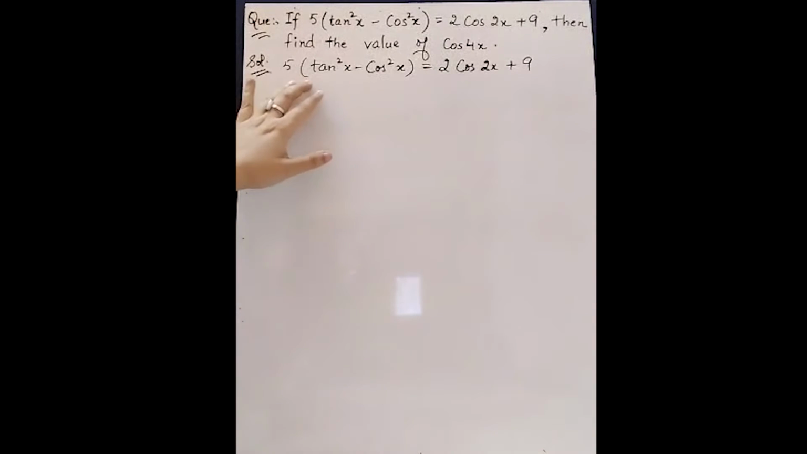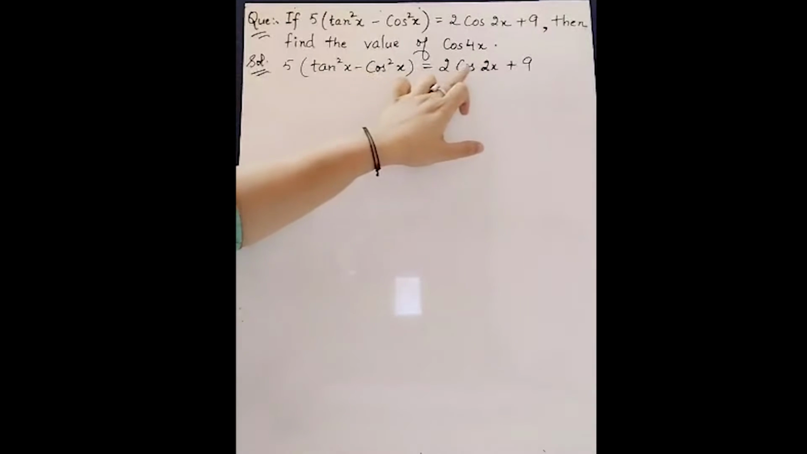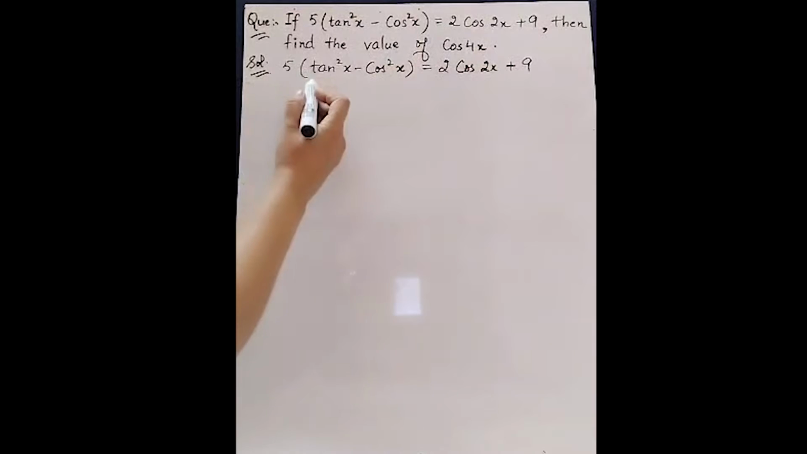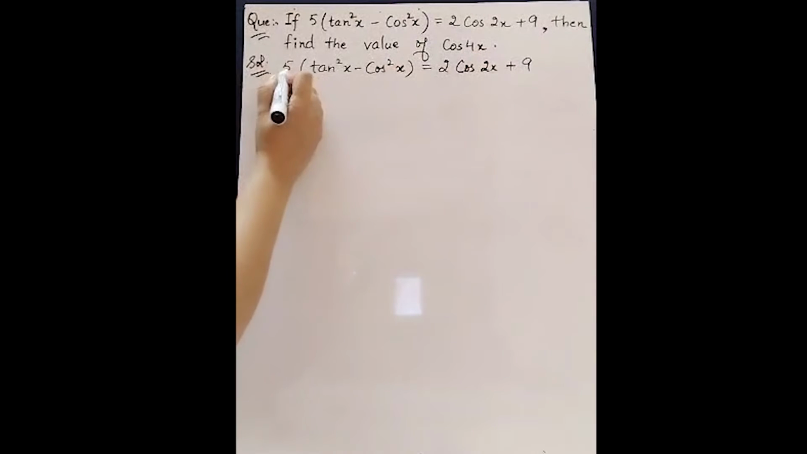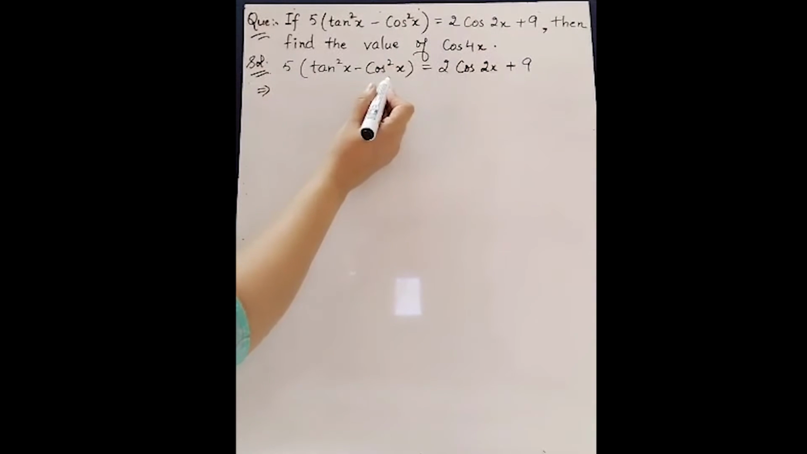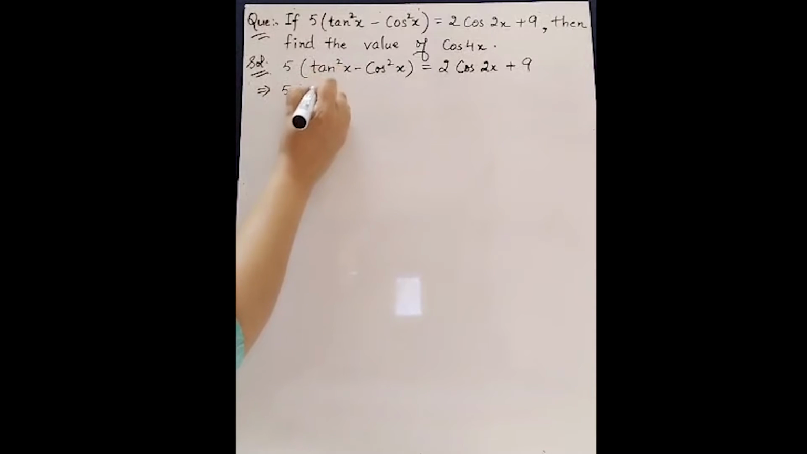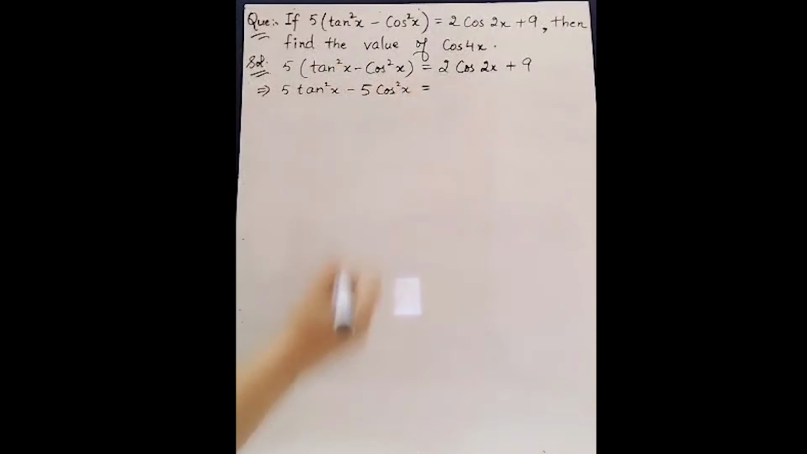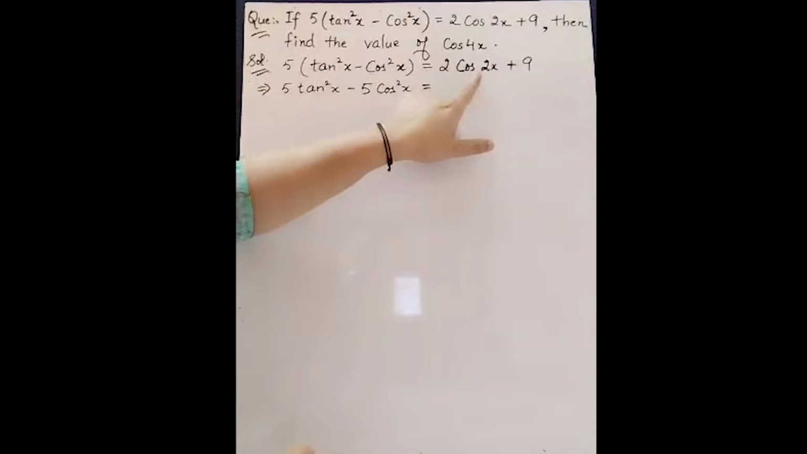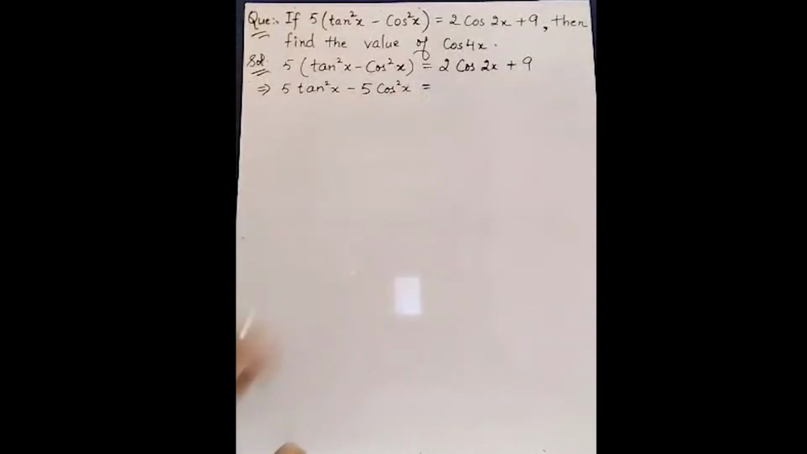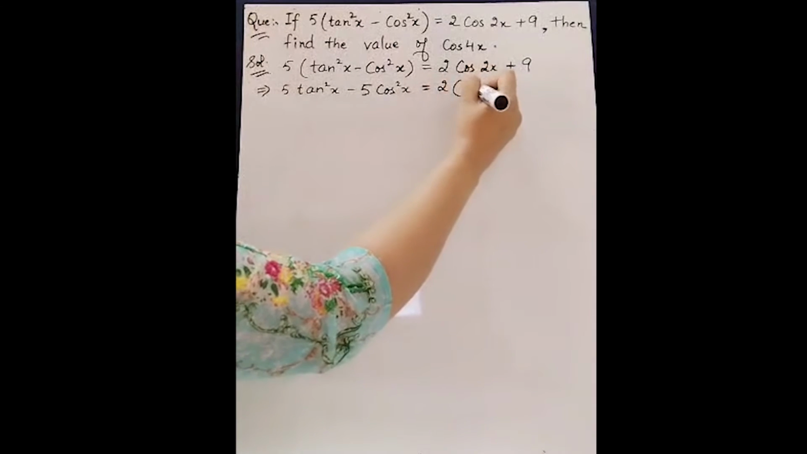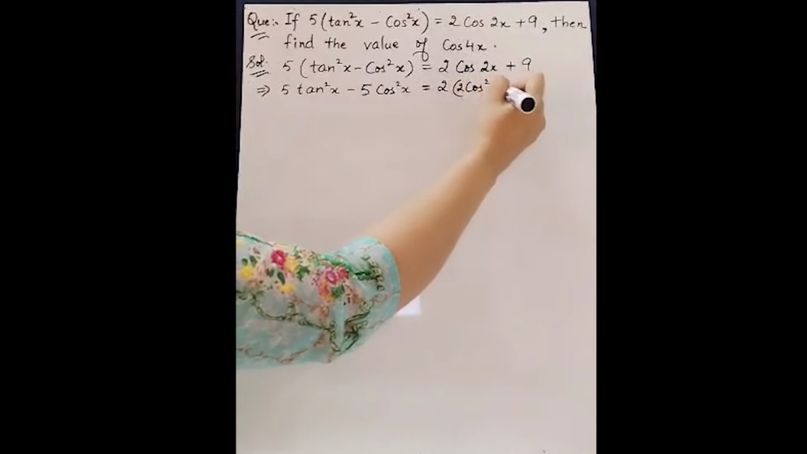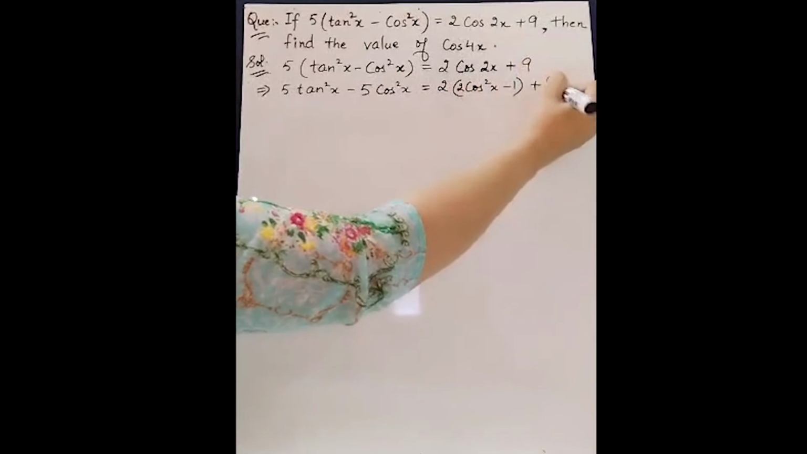Firstly, we write the given equation like this: 5 tan square x minus cos square x is equal to 2 cos 2x plus 9. Here, 5 times tan square x minus cos square x means 5 is multiplying both tan square x as well as cos square x. So we write 5 tan square x minus 5 cos square x, which is equal to, on this side, cos 2x. It's an identity. We will use the identity cos 2x is equal to 2 cos square x minus 1. So write 2 cos square x minus 1 plus 9 as it is.